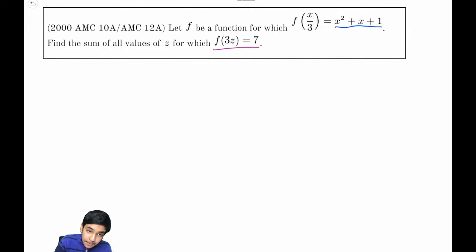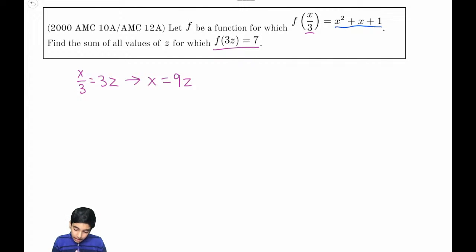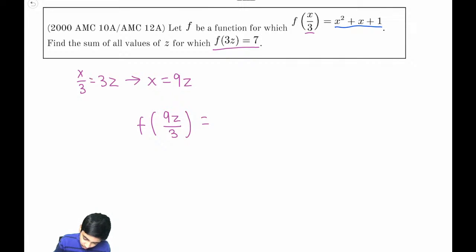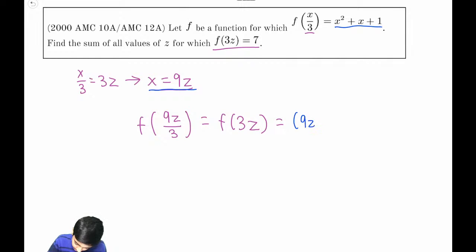So we somehow want to get 3z to be the input of our function. So we want to input 3z. So let's just say that x over 3 is equal to 3z, or x equals 9z. We multiply by 3 on both sides. Okay, so if we plug in x equals 9z into our equation here, we get that f of 9z divided by 3 is equal to f of 3z, right? Again, we have x is 9z. This will be equal to, since we know x is 9z, 9z squared plus 9z plus 1.